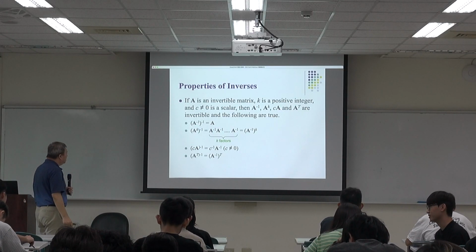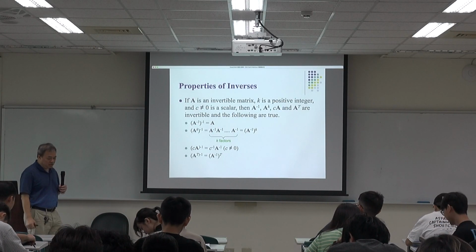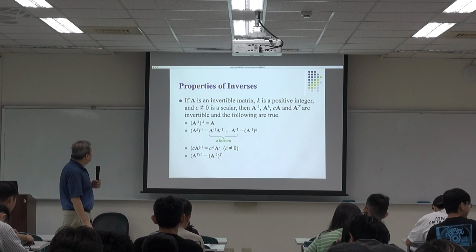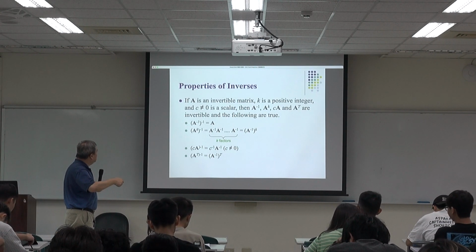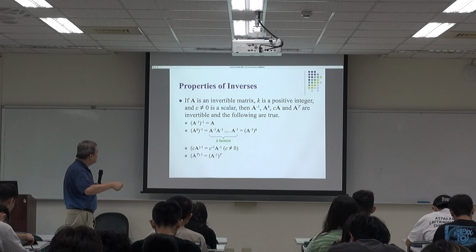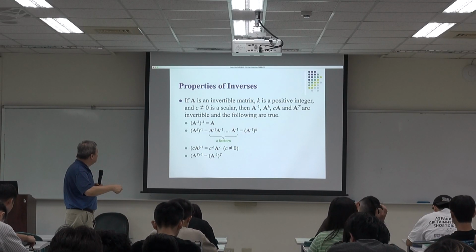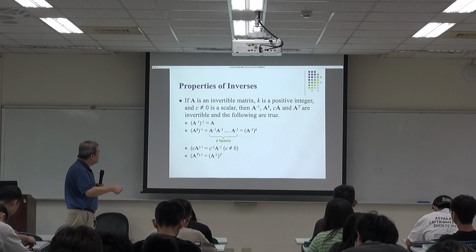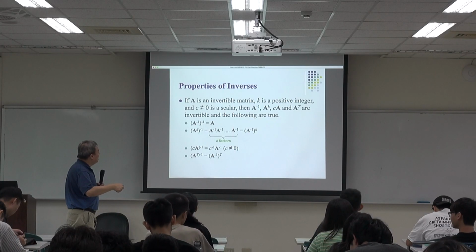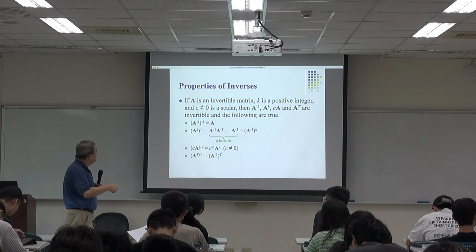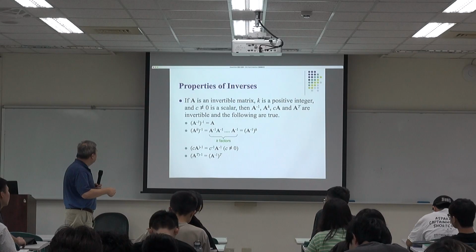Let's continue, okay? So if A is an invertible matrix, K is a positive integer, and C is not 0, then A inverse, A^K, CA, and A transpose are invertible, and the following are true, okay?